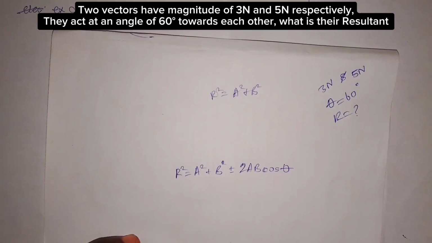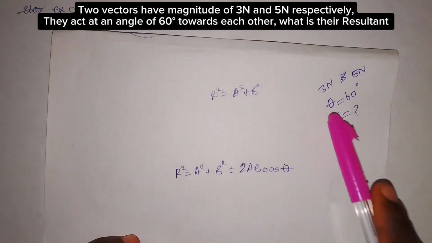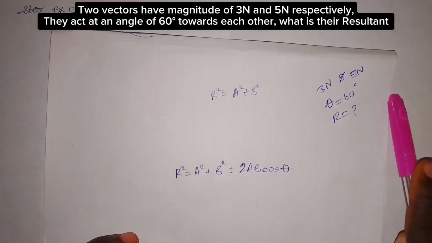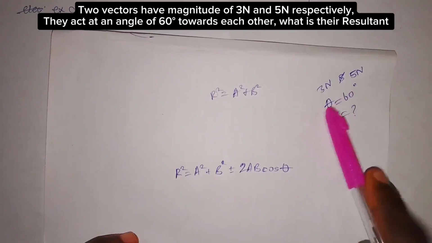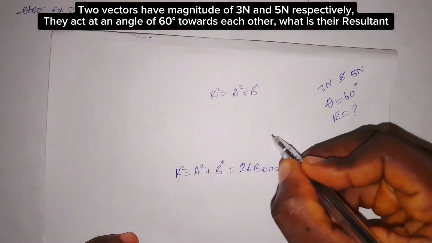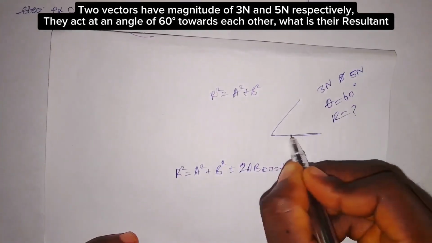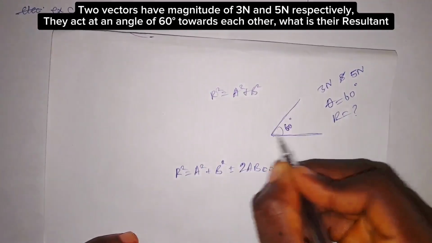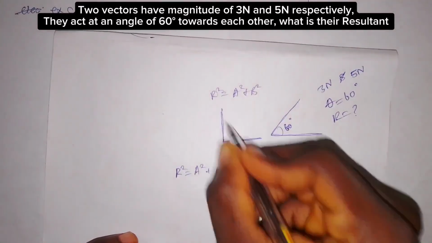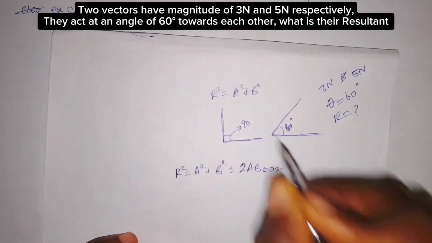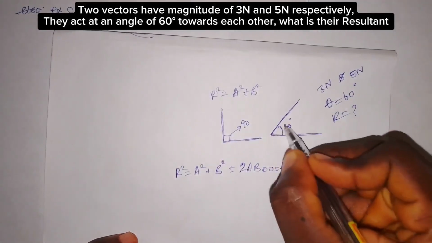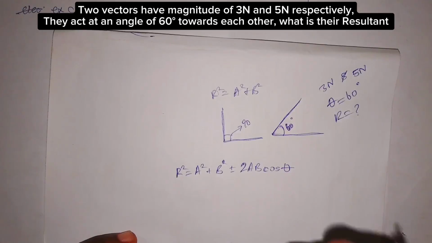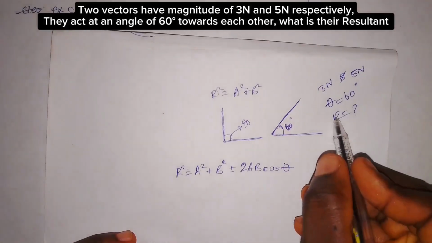Looking at this question, two vectors have a magnitude of 3 Newton and 5 Newton respectively. These two vectors are at an angle of 60 degrees towards each other. They are not perpendicular. Perpendicular is 90. So this question is talking about diagonal vector. We should look for their resultant vector.